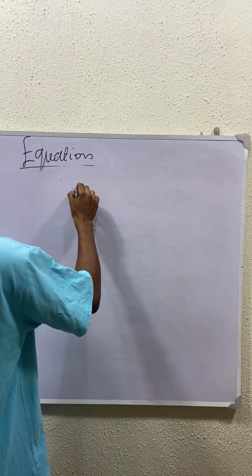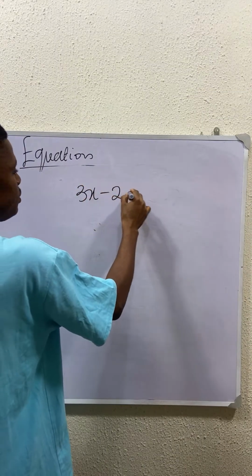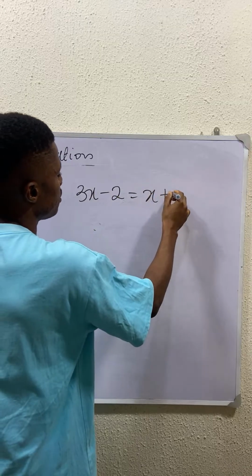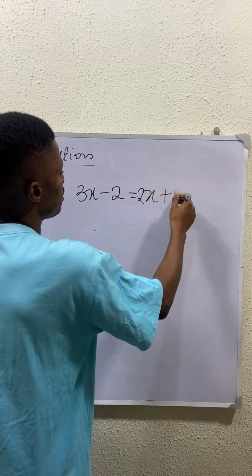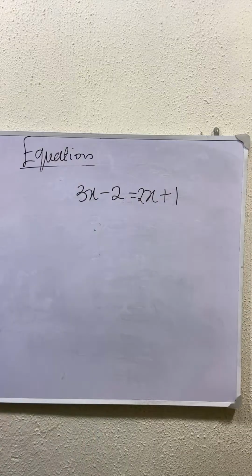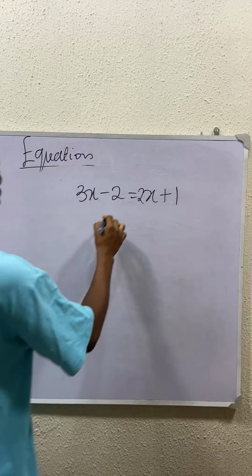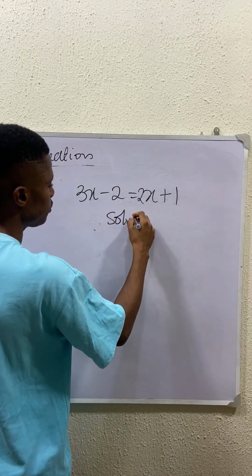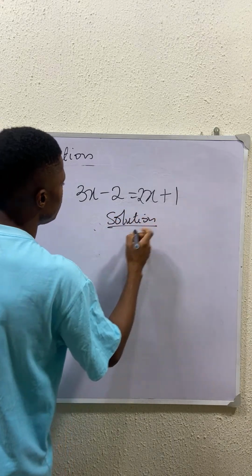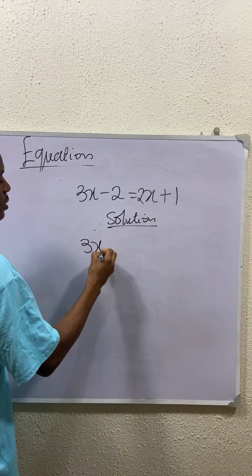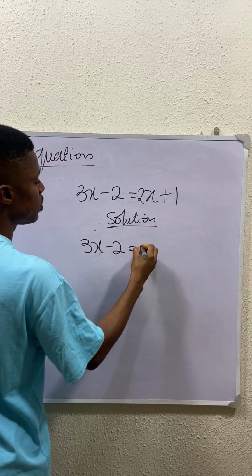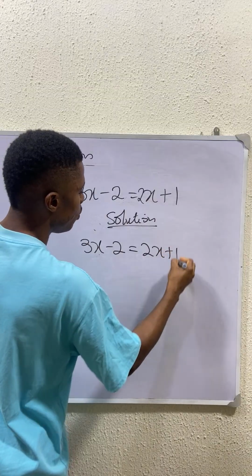Let's try to solve 3x minus 2 is equals to 2x plus 1. So it is very, very easy to do. Okay? To solve this, basically we have the solution. If you have the solution, you have it as 3x minus 2 is equals to 2x plus 1.